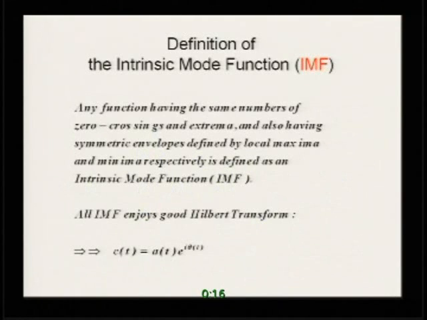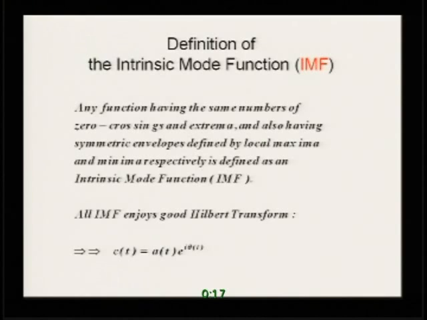Intrinsic mode function is very simple, and the definition is that it is any function having the same number of zero crossings and extrema, and the envelope defined by the maxima and minima are also symmetric. In other words, you take the difference, it will be near 0 to a tolerable region, a tolerable number. So that function I call the intrinsic mode function. This intrinsic mode function is very different from the Fourier function.